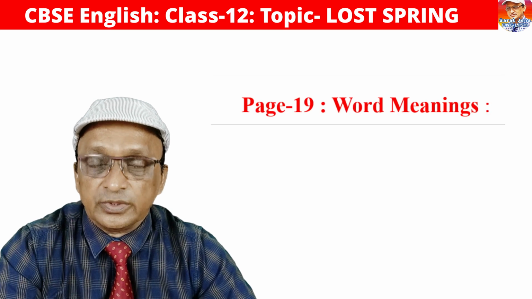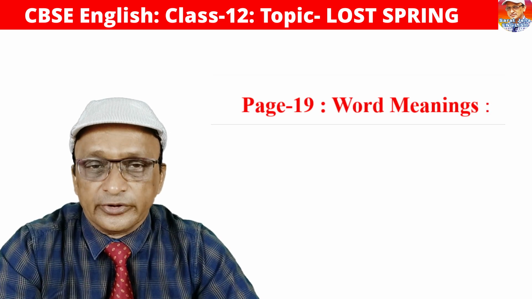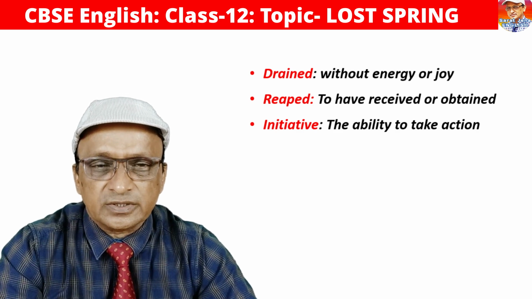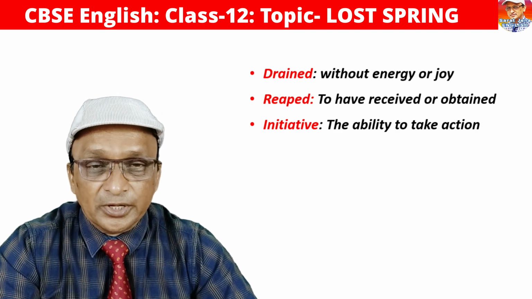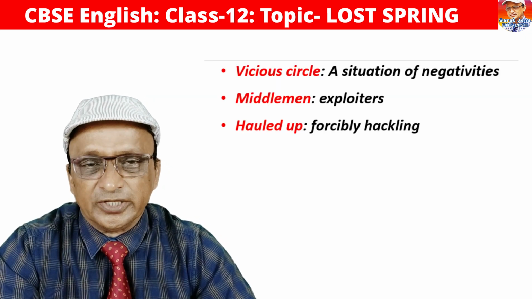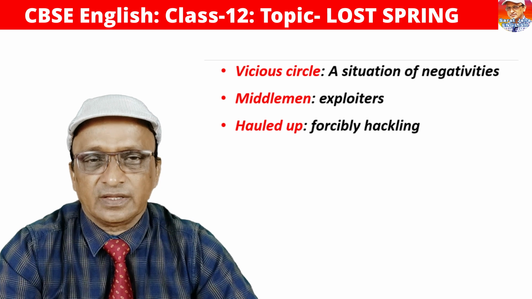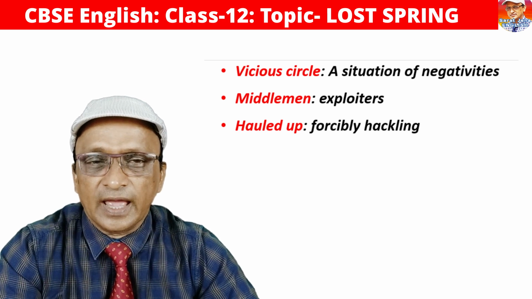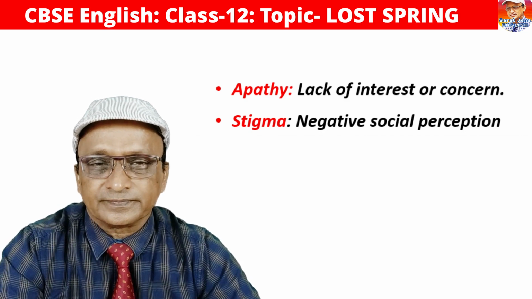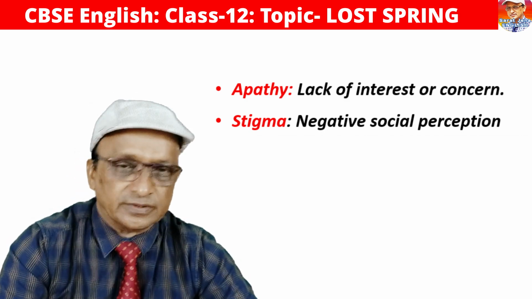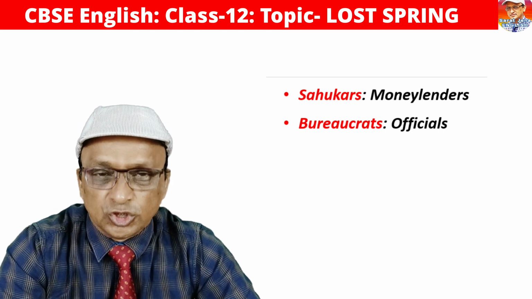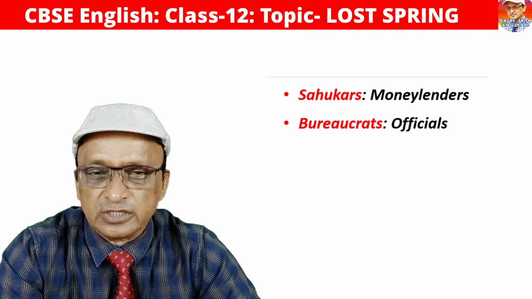In page number 19, we have these words. Drained means without energy. Read means to have received. Initiative, ability to take action. Vicious circle, a situation full of negativity. Middlemen means exploiters. Hauled up, foreseeably heckled. Apathy, lack of interest or lack of concern. Stigma, a negative social perception. Sahukars means money lenders. Bureaucrats, officials working in the administrative system.